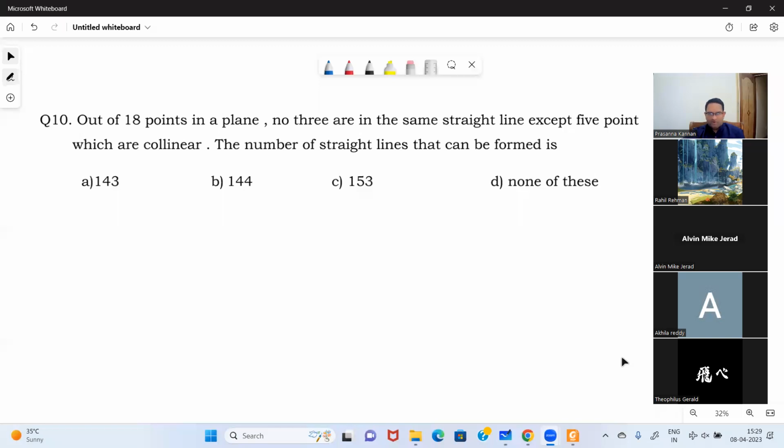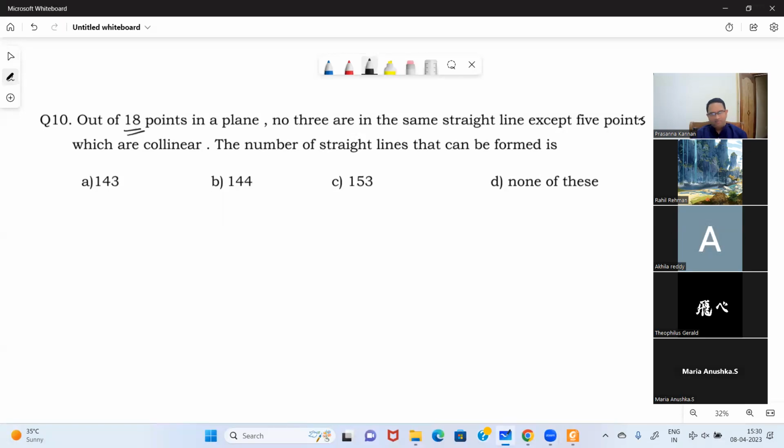Okay. Out of 18 points in a plane, no three are in the same straight line except 5 points which are collinear. How many different straight lines can be formed? How do we proceed with this? See here, how many points are there with you? 18 points.